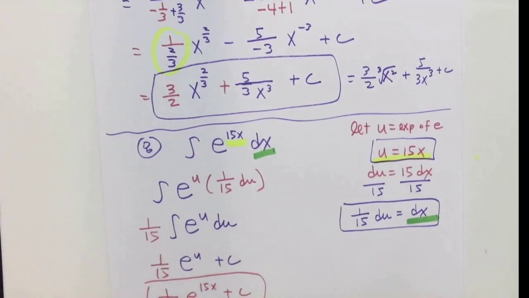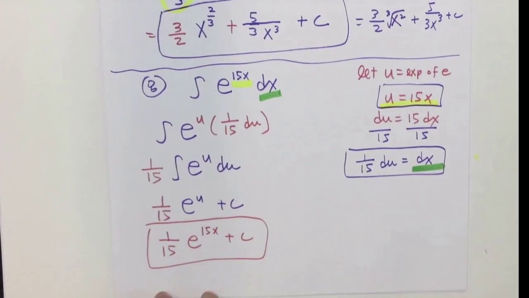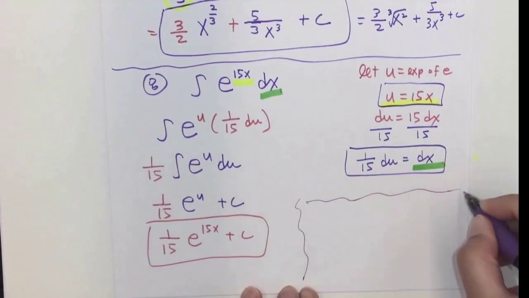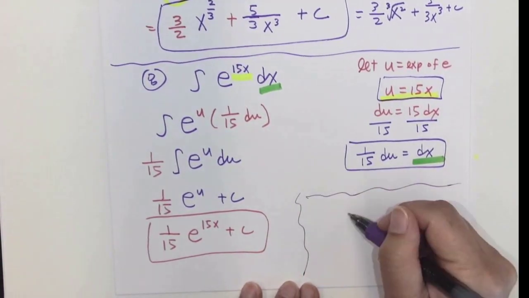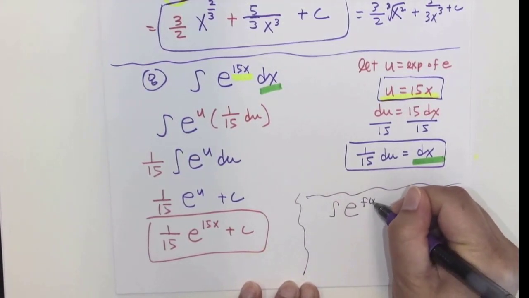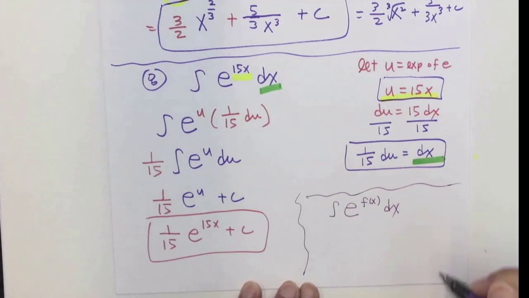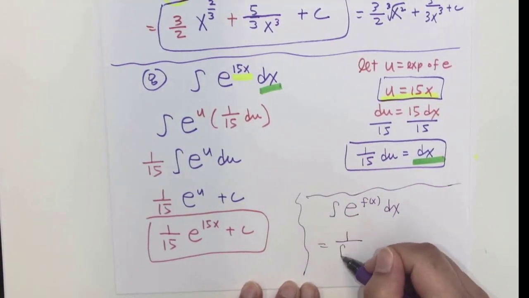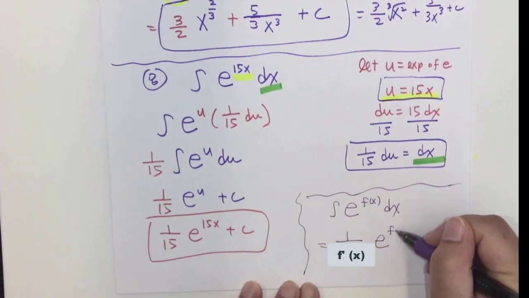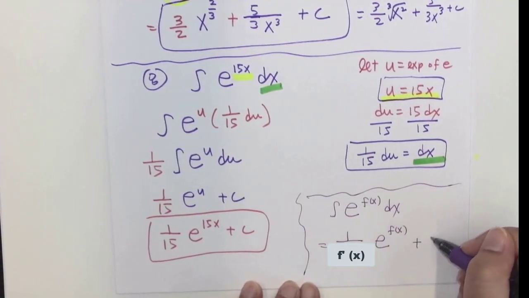That is how it works for the substitution. There is a shortcut some of the students like to use. I'm just going to talk about it briefly in case that interests you. This only works for the integral of e raised to a function dx. The way it works is it will become 1 over the derivative of the function, and then e raised to the function, adding c.